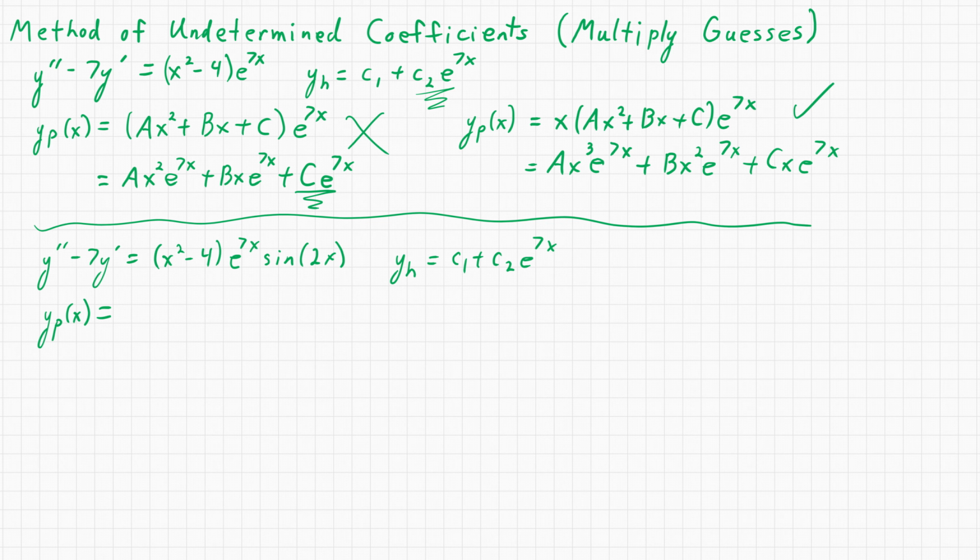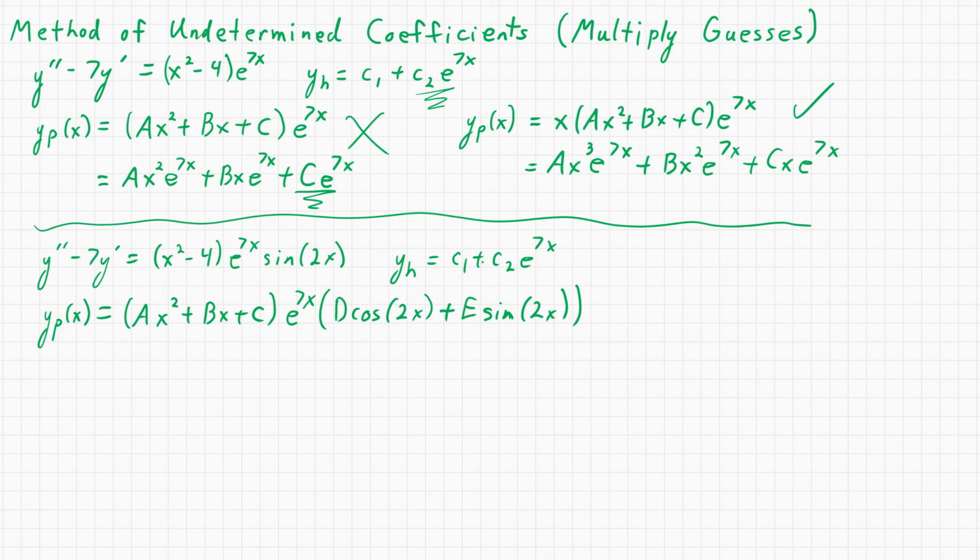All right. Moving on, we won't have a problem here. Same left-hand side, same homogeneous solution. This one we guess (ax squared plus bx plus c) times e to the 7x times (d cosine of 2x plus e sine of 2x). I don't think I'm going to write everything out here, but we have ax squared times e to the 7x times cosine or sine.